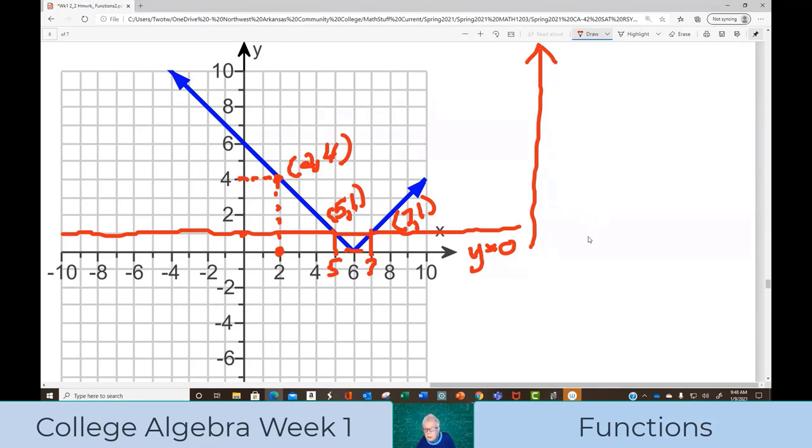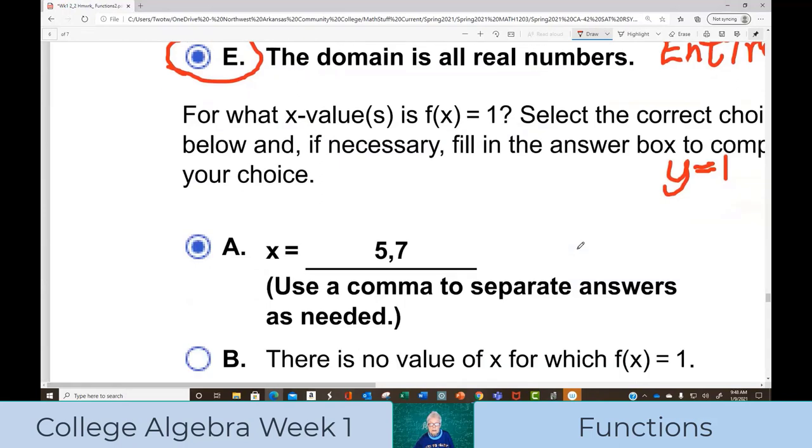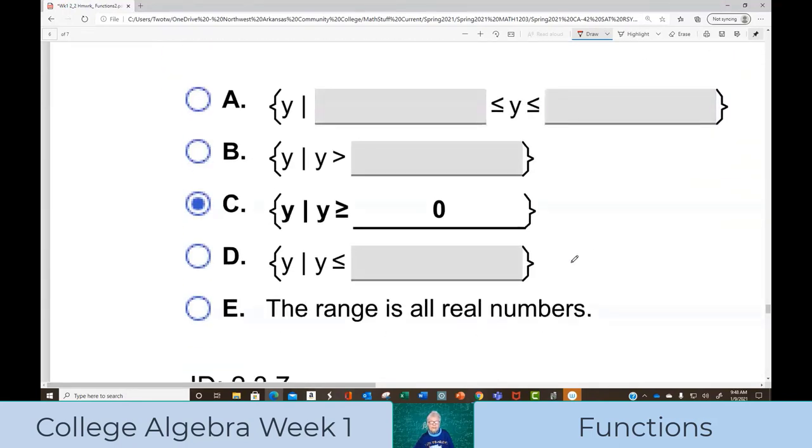So there are two ways to write it. The most customary way to write this range would be interval notation, which would be bracket 0, because y actually equals 0, to positive infinity. However, what we have over here is the other way. The other way to write domain and range or any kind of interval. And that is set builder notation. That's what this is called.